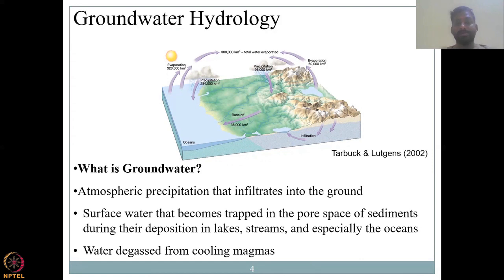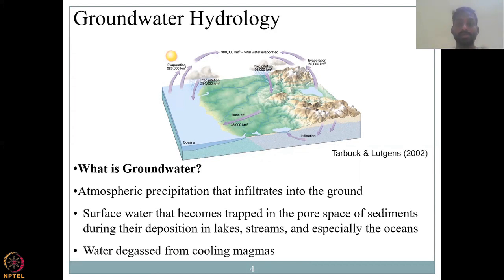Surface water that becomes trapped in the pore space of sediments during depression, etc., can also constitute groundwater. We all know that the continental plates are always in motion. You have earthquakes, you have new formation of land and some land submerging. So when the new land forms or when deposition happens, the lakes and rivers carry a lot of sediments.